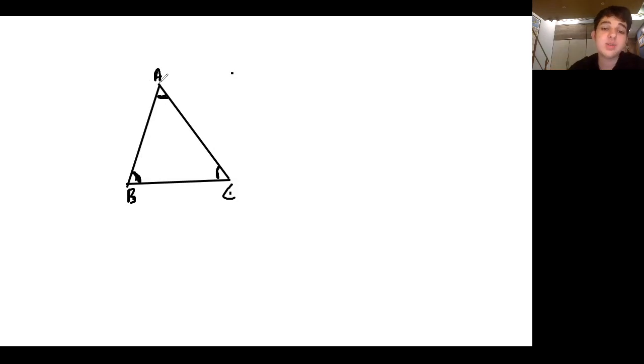So if I had to extend this here, and if I had to call this D, then I can't call this angle A. Then I have to call it CAB or BAC to specify. Just a little bit of information there.